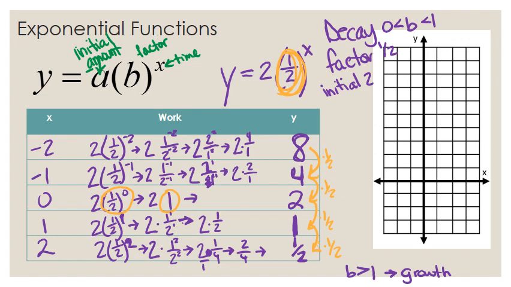So at -2, I'm at 8. 1, 2, 3, 4, 5, 6, 7, 8. At -1, I'm at 4. At 0, I'm at 2, which makes sense because that was my initial value. At 1, I'm at 1. And at 2, I'm at a half.